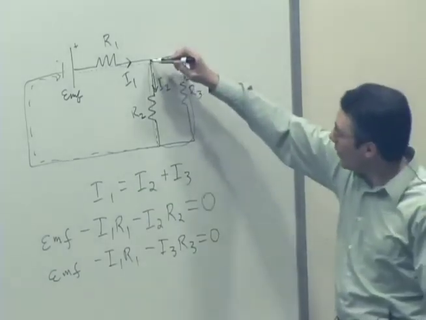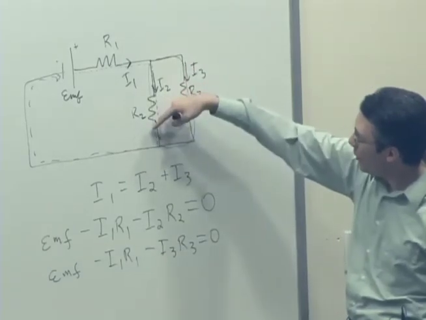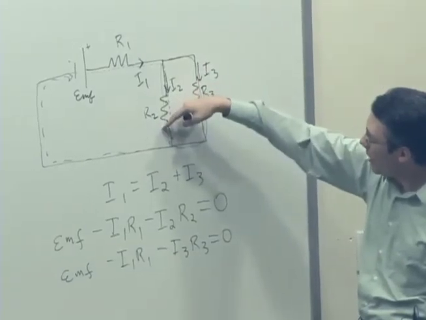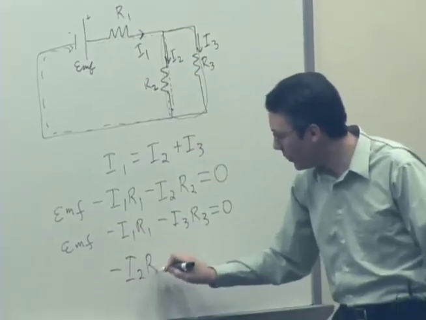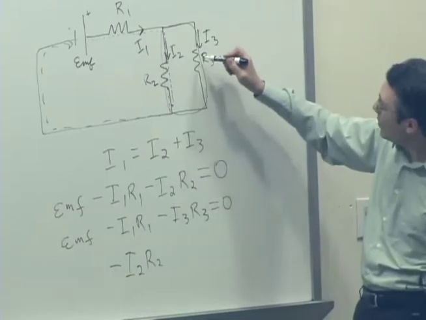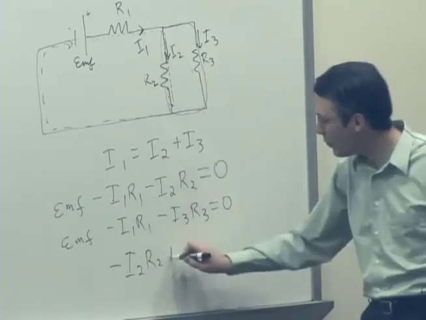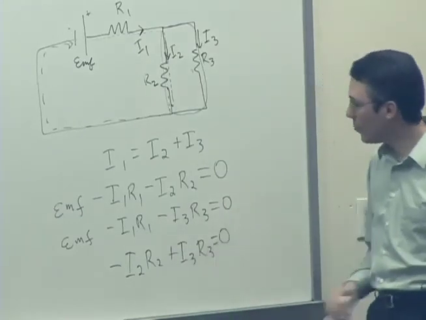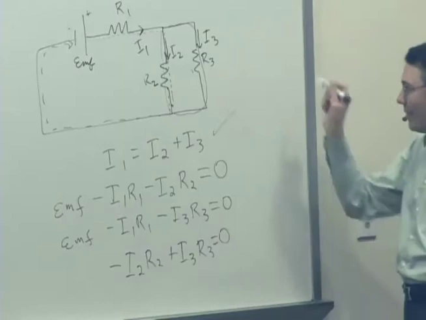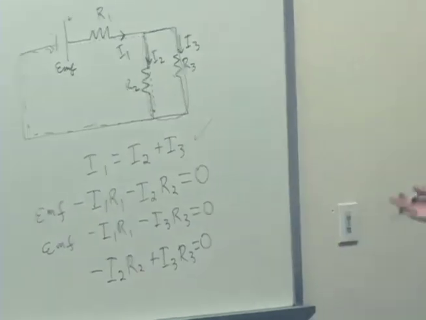So if I go in this direction, in the direction of the electric field through this second resistor, I'd have a negative I2 R2. But if I go in the opposite direction of the electric field through this resistor 3, I'd have a plus I3 R3. Okay, set that equal to 0. You would need that node equation and any two of these loop equations in order to solve for the currents.